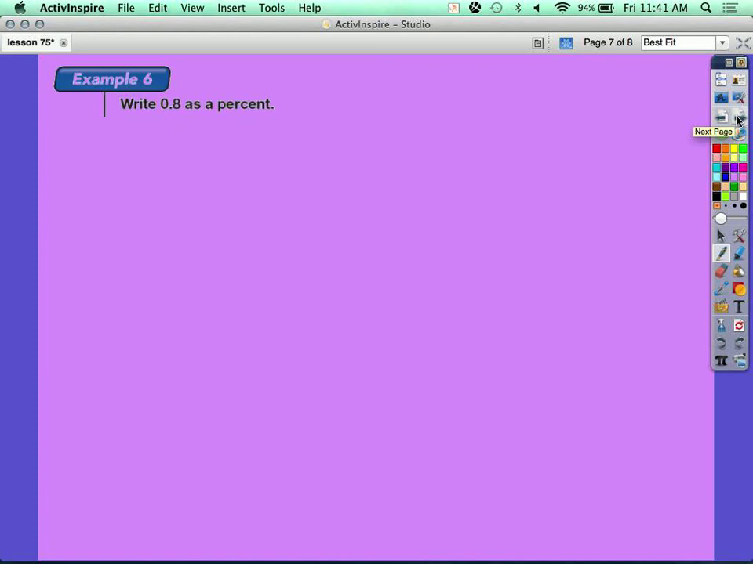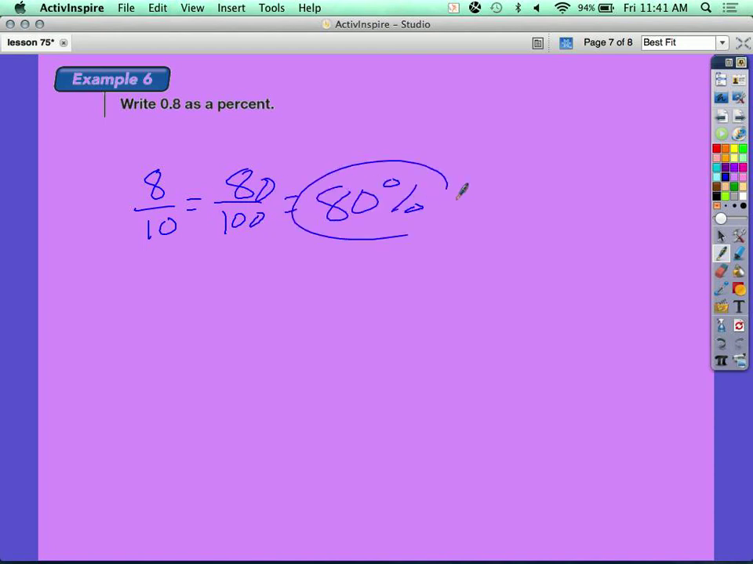Now it says write 0.8 as a percent. So my fraction is 8/10. Remember, we need to get it out of 100. 10 times 10 is 100, 8 times 10 is 80. I have my top number, so I write it with a percent sign. Nice and easy. Another thing you could have done was make this decimal into hundredths by adding a 0 after the 8, and then writing it as your fraction out of 100 and then as your percent. Either way, we're still getting 80%.